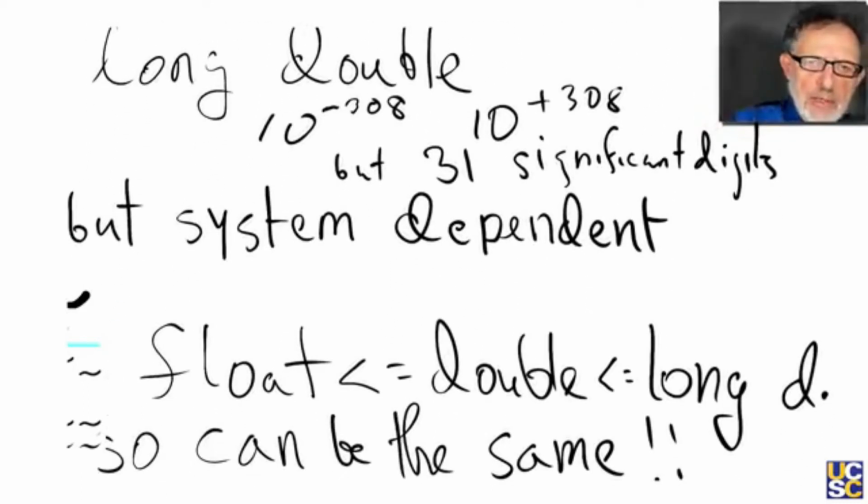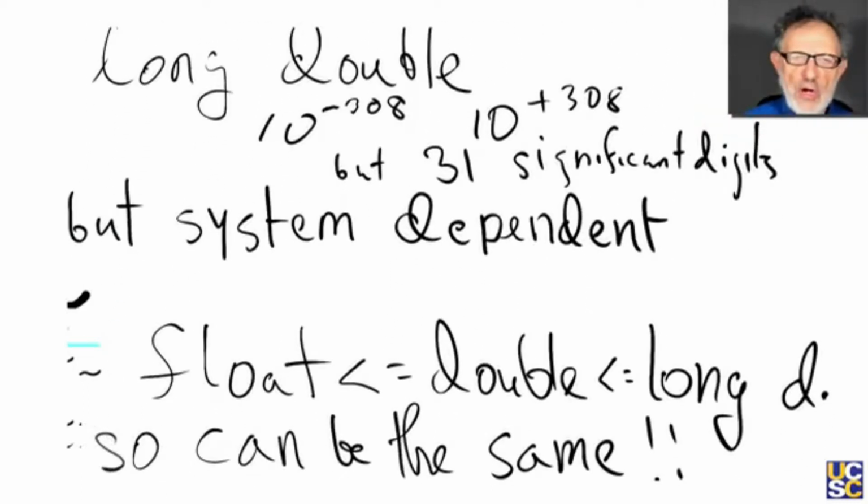Finally, we have long double. And long double, when it's implemented and is larger than double, stays with the same exponent range, but it adds a great deal more significant figures. So there's an IBM implementation where there are 31 significant digits. But again, this can be system dependent.